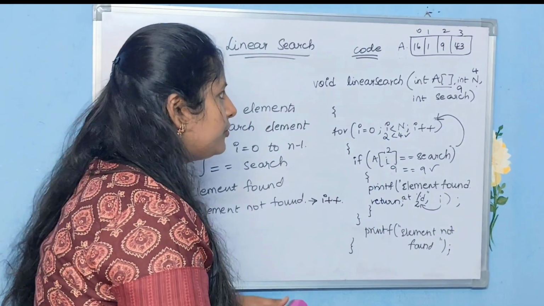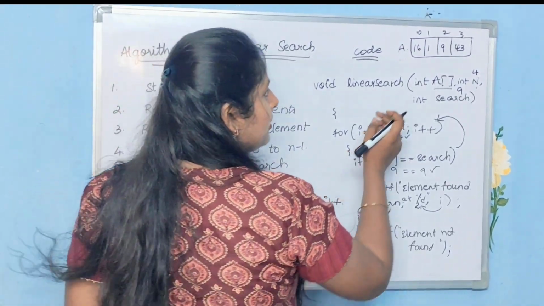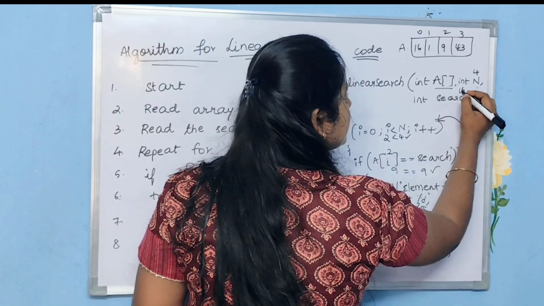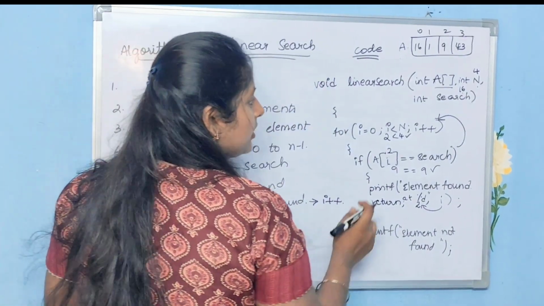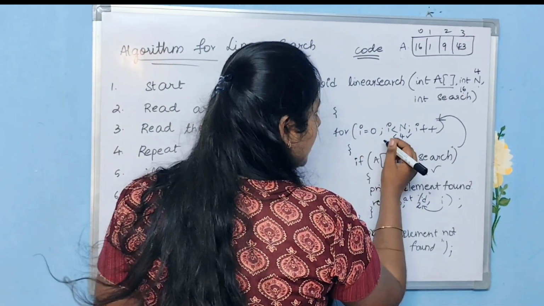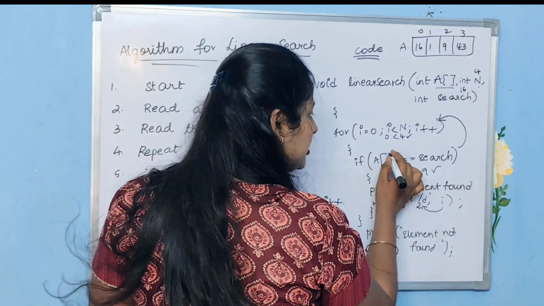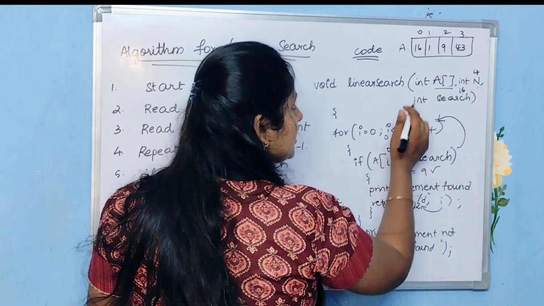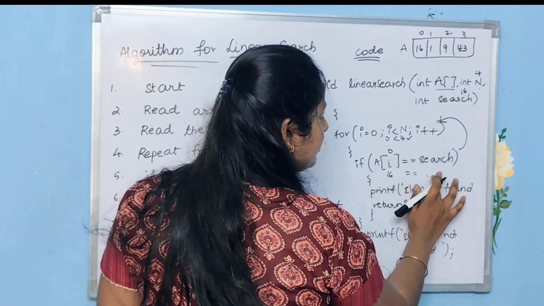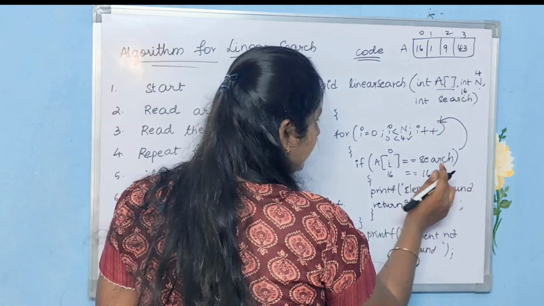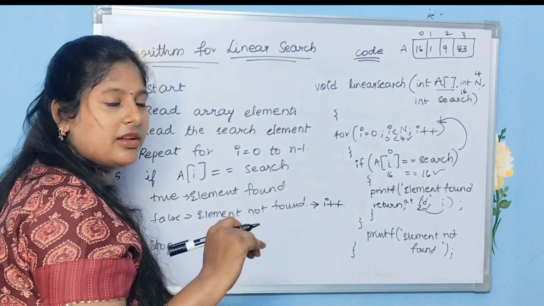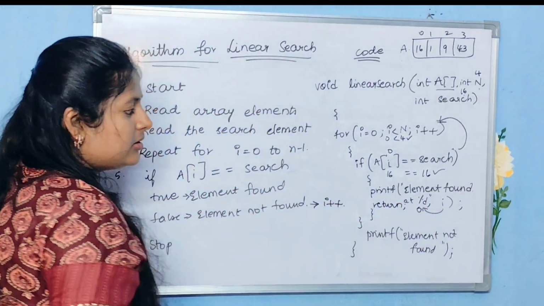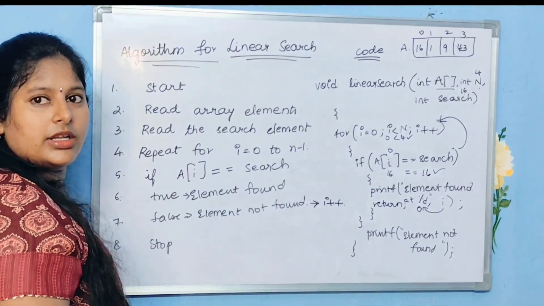For suppose my search element is 16, right? So I've started, 0 is less than 4, condition true. Is A of 0 equal to search? A of 0 is 16. My search element is also 16. Is it true? Right. My element is found at the first position itself. Then I will print 0, index 0. My element is being found, right?